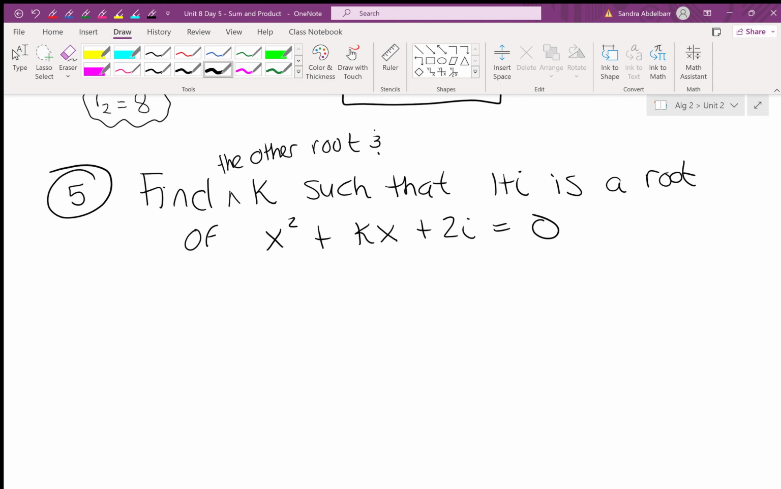So what did we get? What did we get for root 2? 1 plus I. Yeah, it is 1 plus I, but wasn't that the same as root 1? What does that mean? That means its k is negative 2 minus 2I, but what does that mean when root 1 and root 2 are the same? Yeah, it's like a double root.